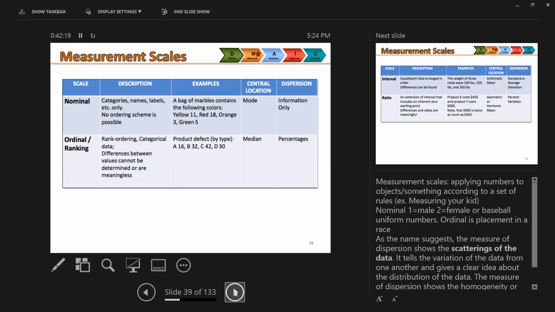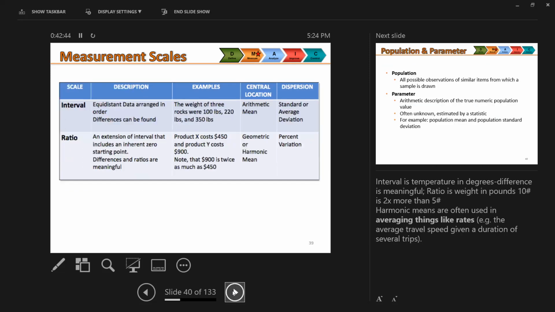The measure of dispersion, when you look at the level of dispersion here, tells the variation of the data from one another and gives a clear idea about the distribution of the data. Again, this is just a flyover. Don't let your head get twisted around with this. I'm just mentioning them in case you remember one, you can tell somebody while you're eating dinner or something, but don't get too caught up.